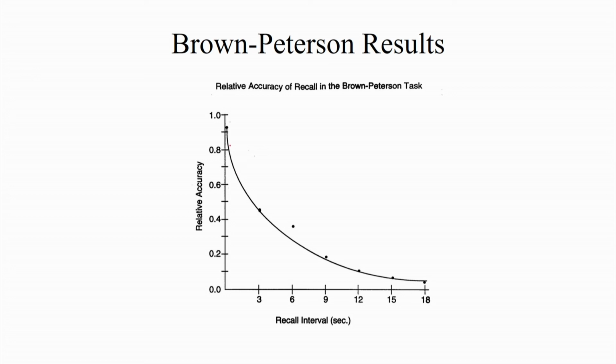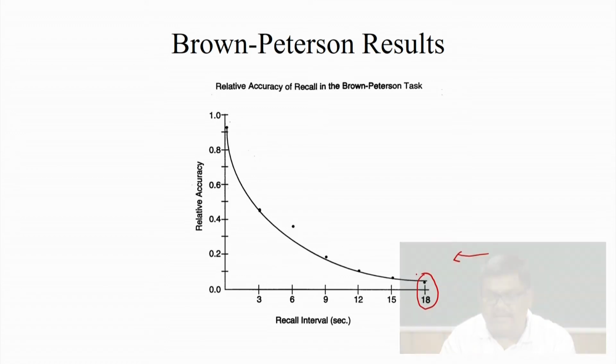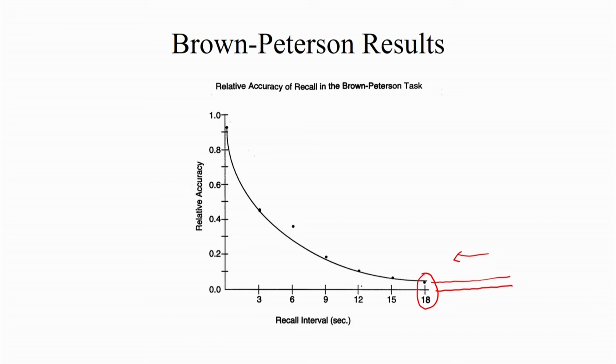If you look into it, this is the relative accuracy in the recall interval of time. The first thing evident from this result is that at 18 seconds the curve becomes asymptotic, which basically means that the recall accuracy doesn't fall anymore. The curve runs parallel to this, but if you look into it, for the first 3 seconds there is a maximum fall of accuracy.